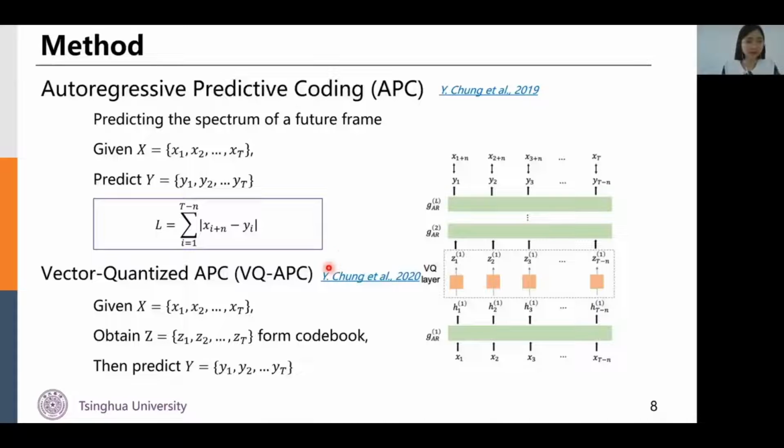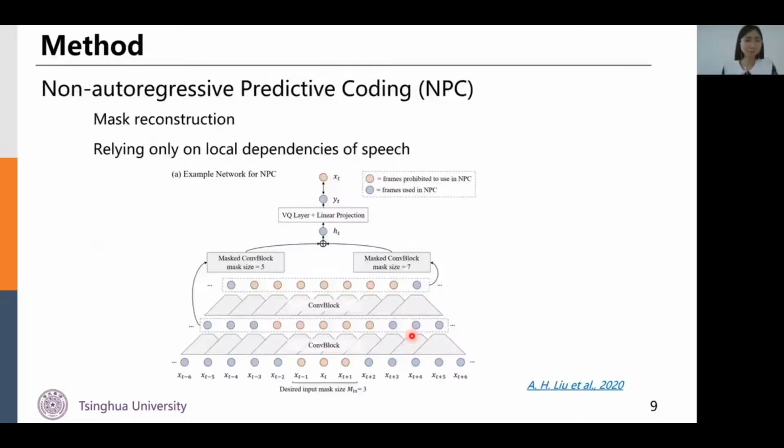Vector quantized APC is developed based on APC. An additional vector quantization layer is added to transfer the embeddings to discrete tokens. The method is validated to be effective with experiments. The last one, non-autoregressive predictive coding, is also a generative model, but it concentrates on mask reconstruction rather than predicting. Besides, the designed convolution block model can restrict the information forward process with receptive field. This makes sure that the reconstruction relies only on local dependencies of speech.